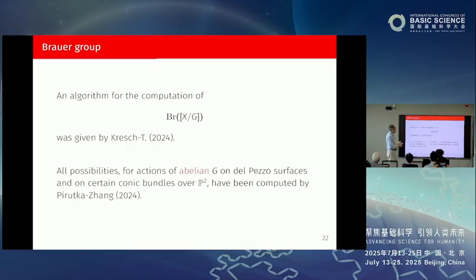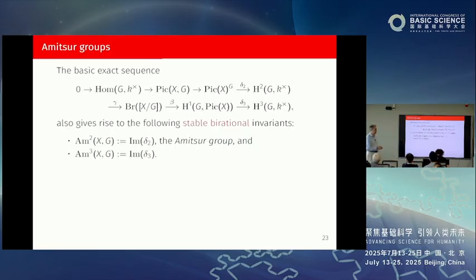And then, of course, you can ask, well, you have an algorithm. So, well, let's compute. In fact, all actions of abelian groups on Del Pezzo surfaces and certain conic bundles have been computed, the Brauer group for those quotient stacks, in some recent papers following our algorithm. So let's go back to this sequence.